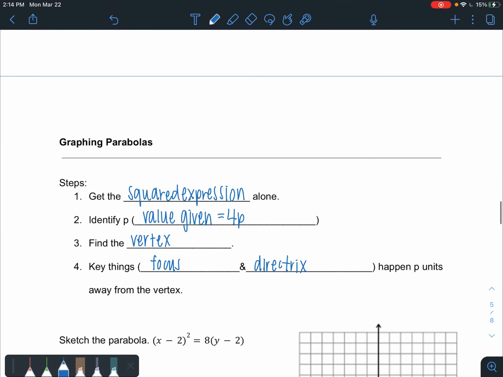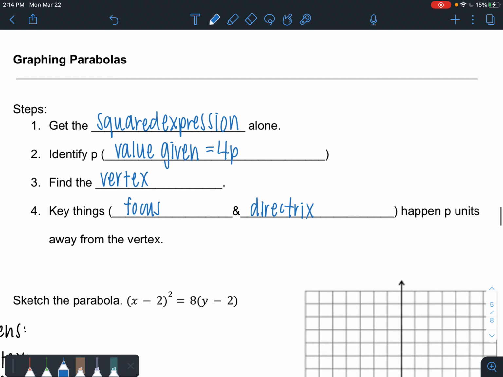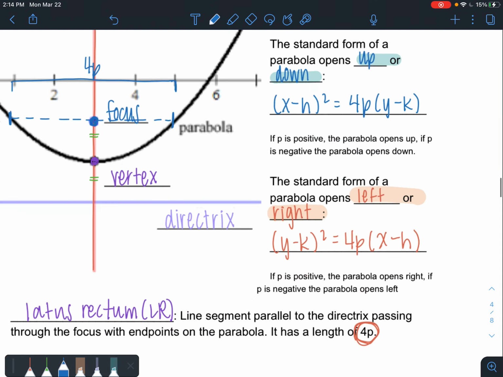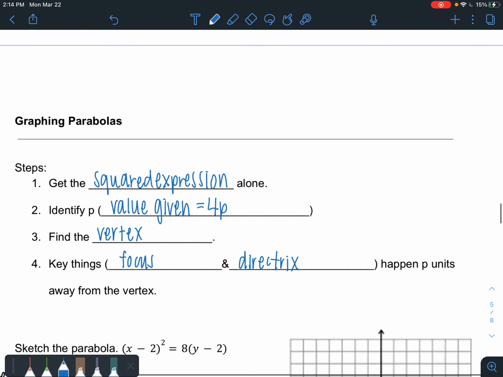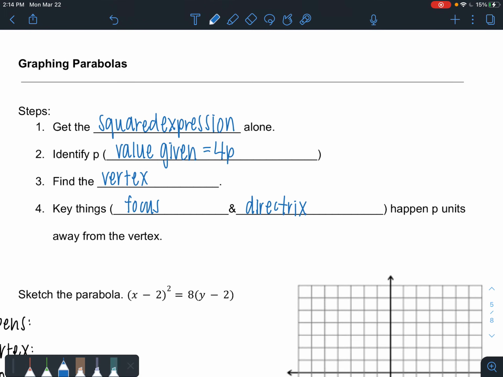So we want to graph some parabolas now. Oh, also in our equation, notice that we have 4p, and that's the length of the latus rectum, so we can just take that length and plug it in right there. Okay, so here's what we are doing. We are going to first get our squared expression alone, if it's not already, identify p, then we'll find the vertex, and then we'll find the focus and the directrix. And both those things happen p units away from the vertex.